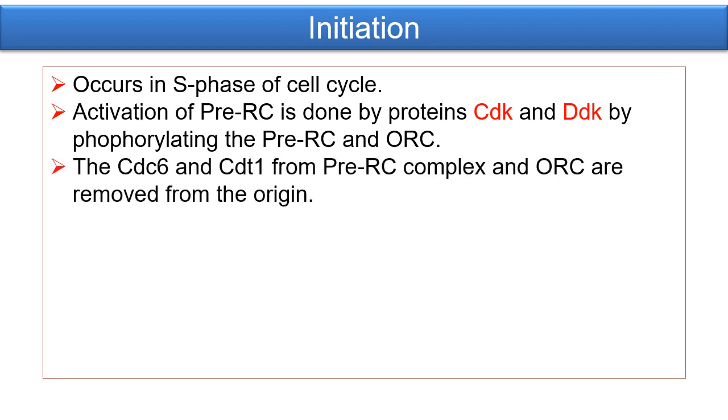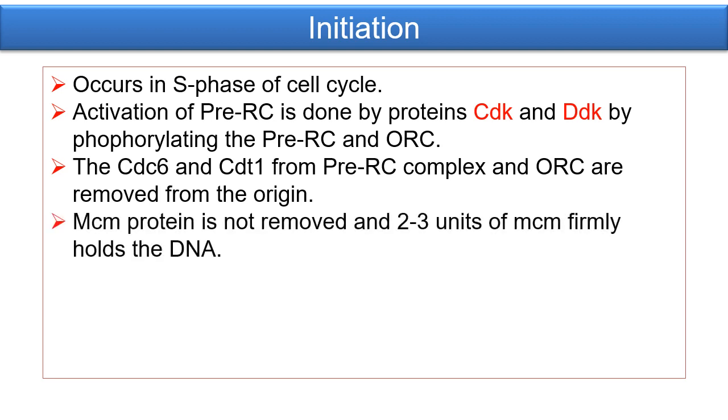Now two proteins, that is CDC6 and CDT1 of the pre-RC complex that were attached during pre-initiation, are removed from the origin. So the function of CDC6 and CDT1 is just to load CDK and DDK proteins. However, MCM protein is still there at the origin and is not removed, and 2 to 3 units of MCM firmly hold the DNA.